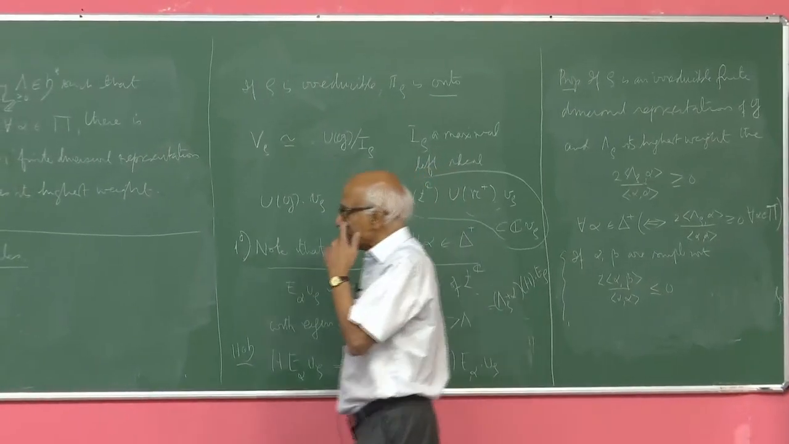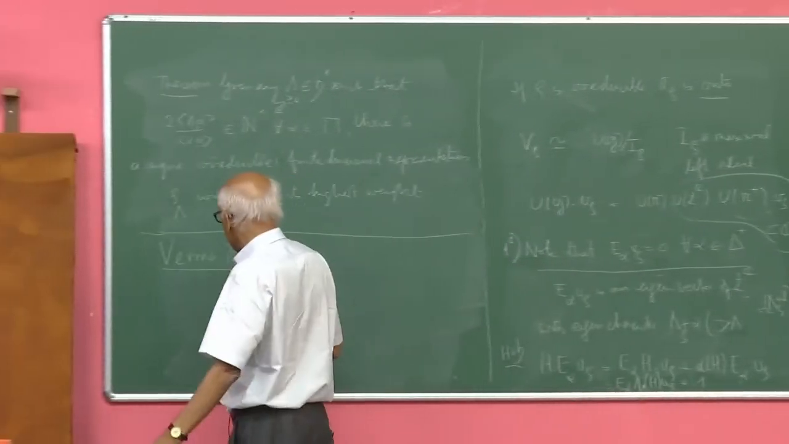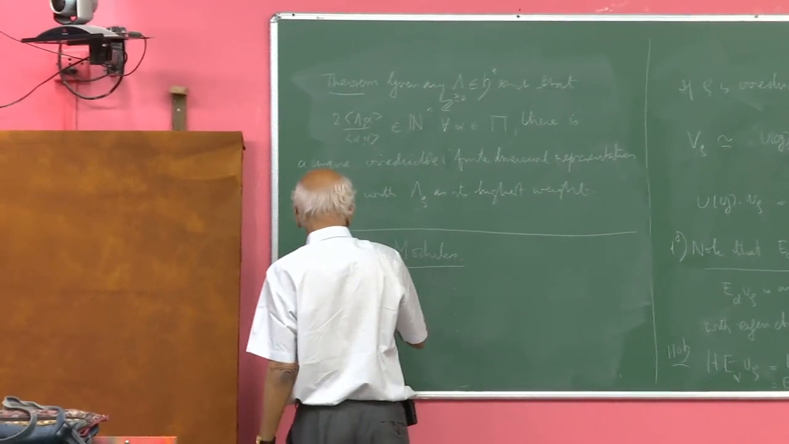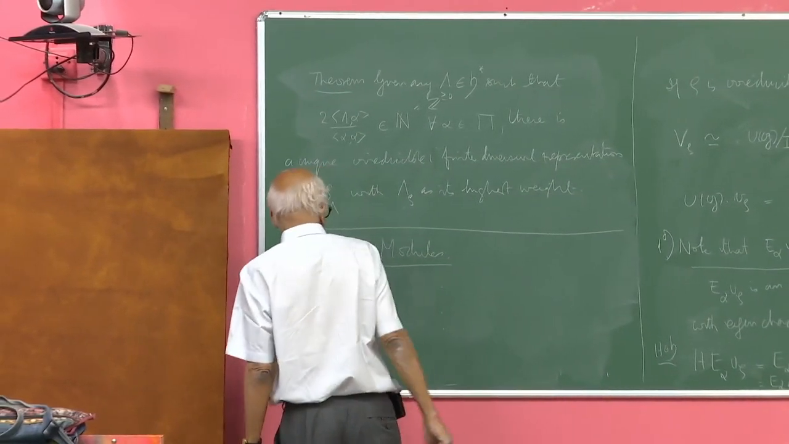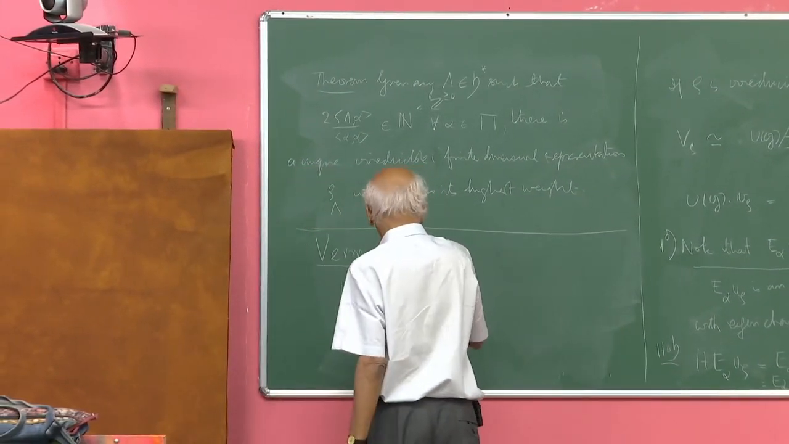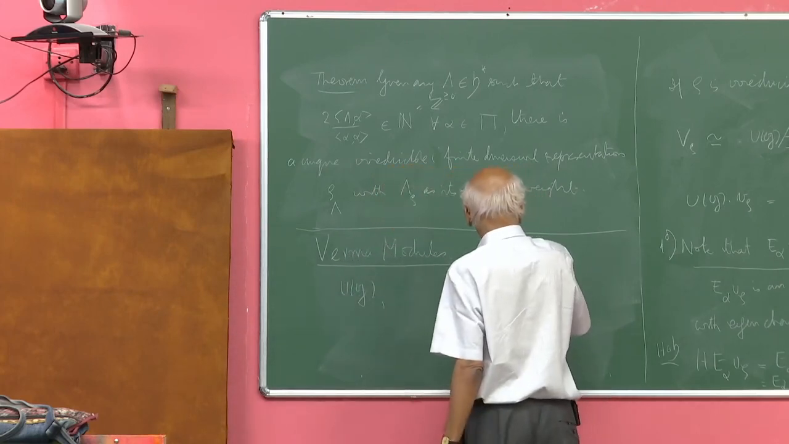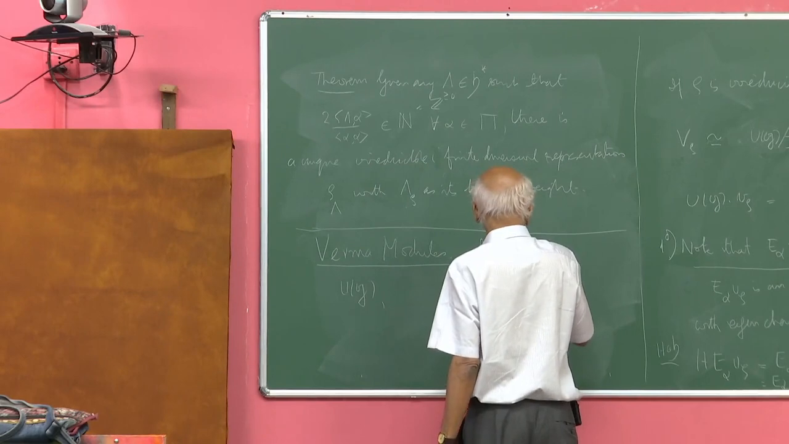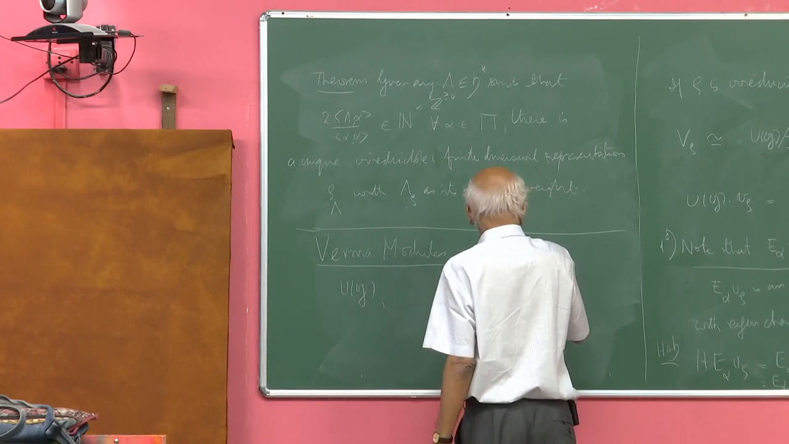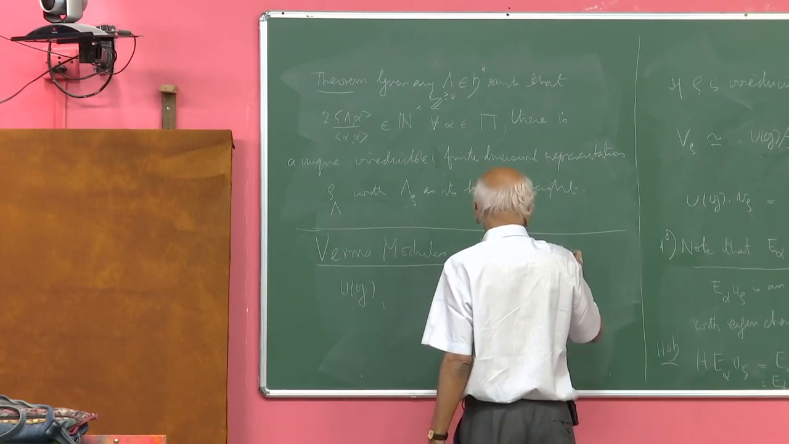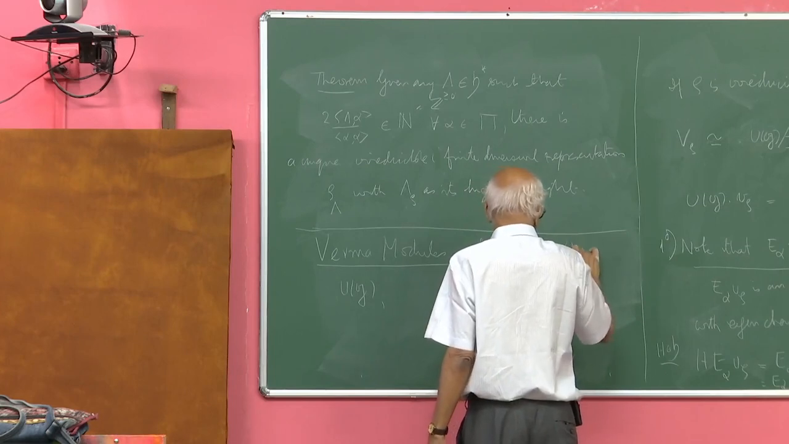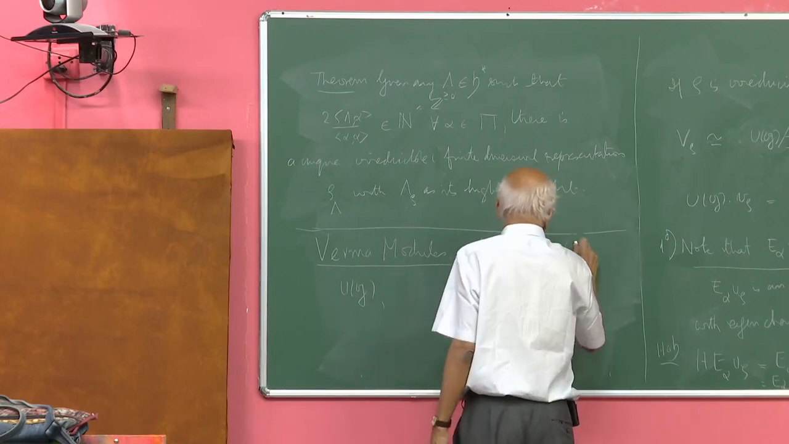Okay, what are Verma modules? You look at UG and let lambda be an element in, in fact, one can take an element in Hom of H into C itself.